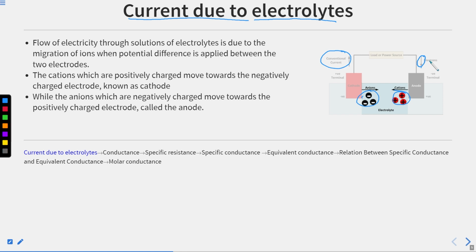You should know this. I have taught this in the previous class. It is a small point, but you must have studied it in physics also: the direction of flow of electrons is opposite to the direction of flow of conventional current. Now the anions will move towards the anode and release electrons, and these electrons will travel in this direction.